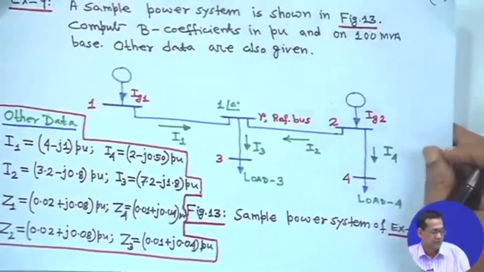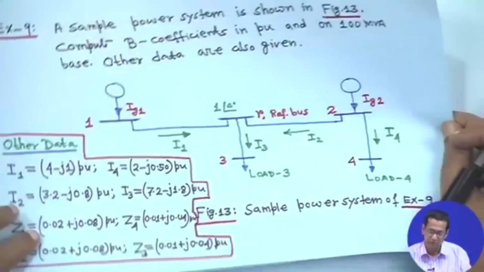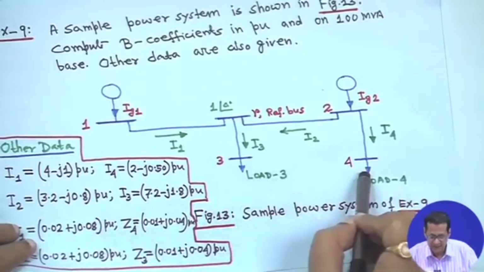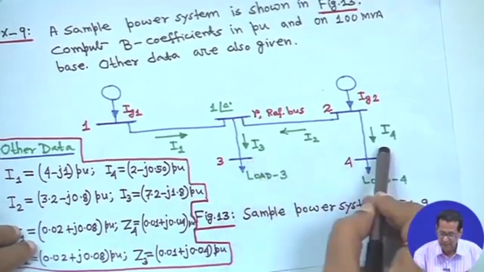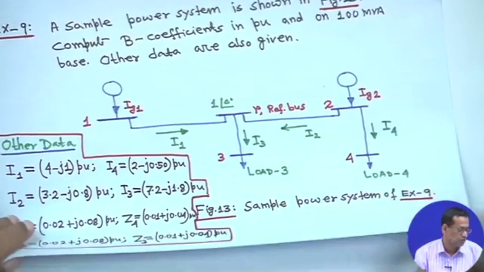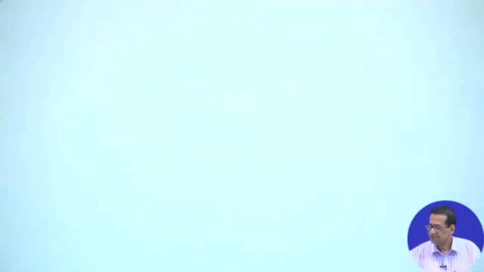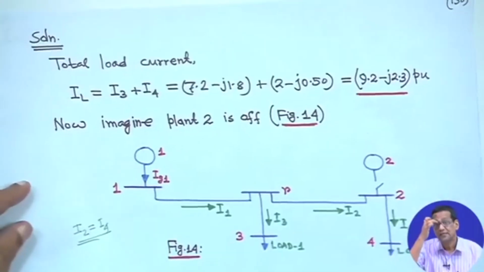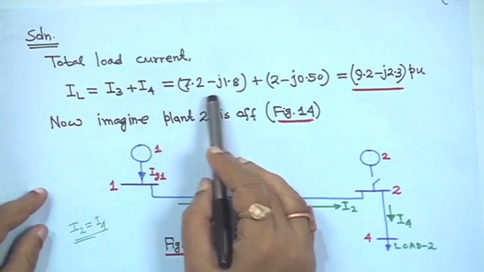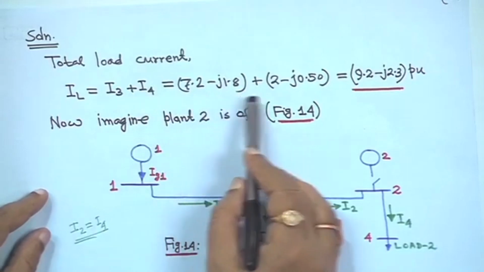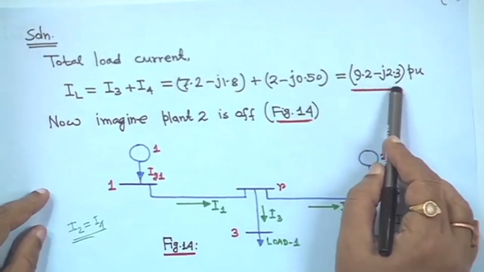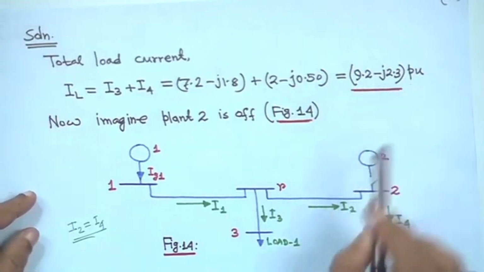So, what will we do first? There are two loads, load 3 and load 4, at bus 3 and bus 4. That means I3 and I4 make up the total load current, because these two currents are going to the load. So the total load current IL is equal to I3 plus I4. I3 is 7.2 minus j1.8 plus 2 minus j0.50, which is equal to 9.2 minus j2.3 per unit. This is the total load current.